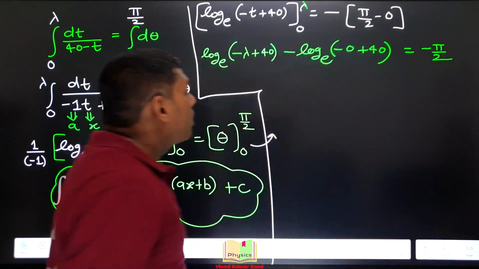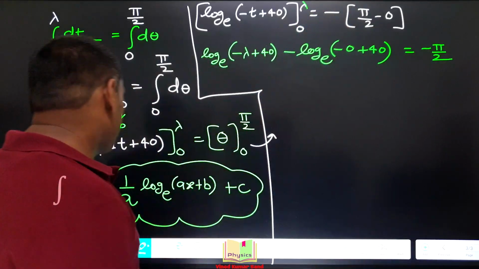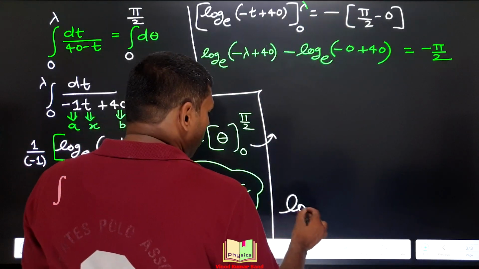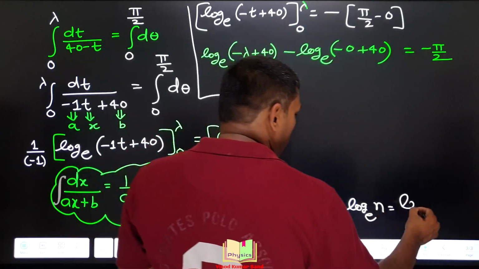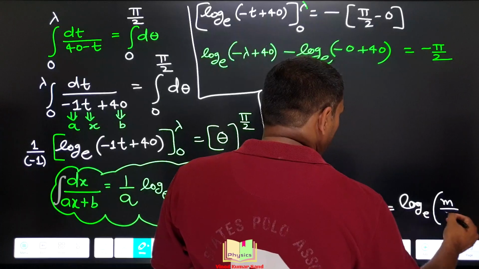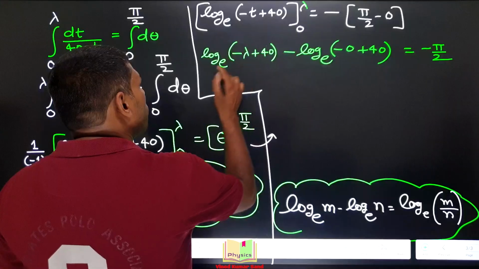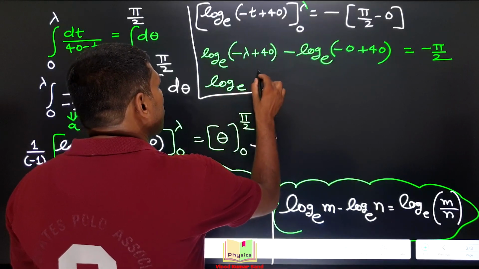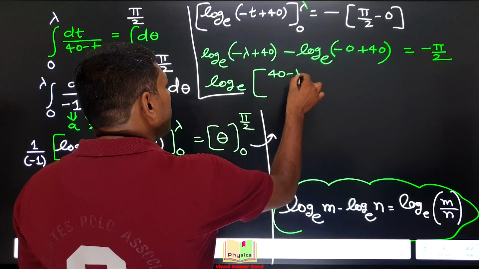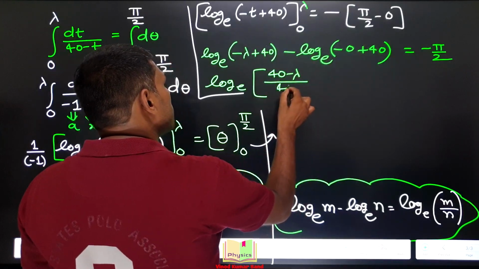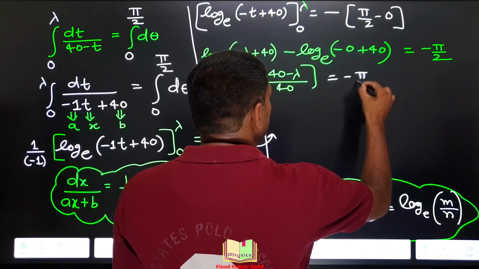Here is something like log m minus log n. There is another formula in mathematics: log base e m minus log base e n is equal to log base e of m by n. Now we'll be utilizing this formula. So it will be written as log base e of m by n. So m is 40 minus lambda, and this n is only 40. Here we are having minus pi by 2.